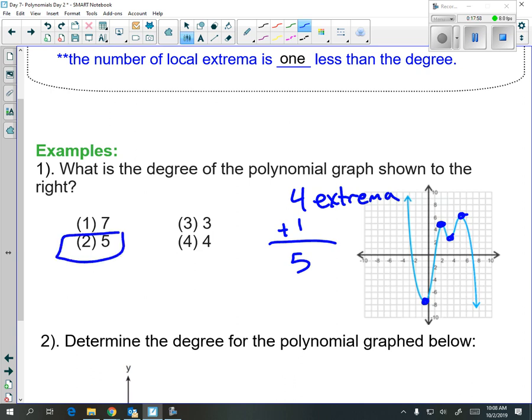You should never get tricked and choose choice 4. The reason is your arrows go in opposite direction. That means it has to be an odd degree.